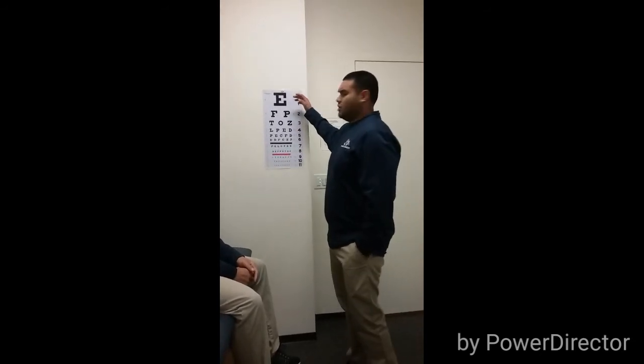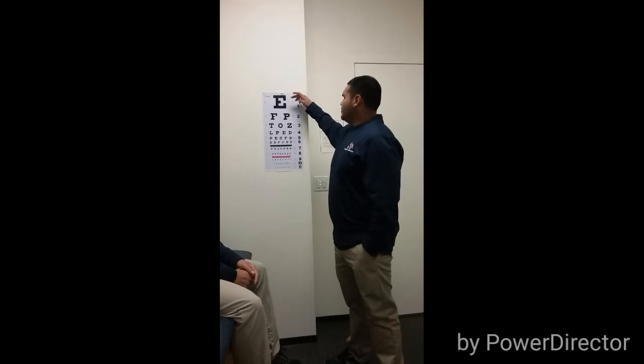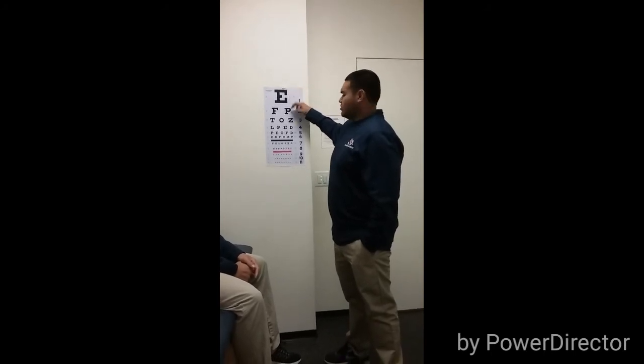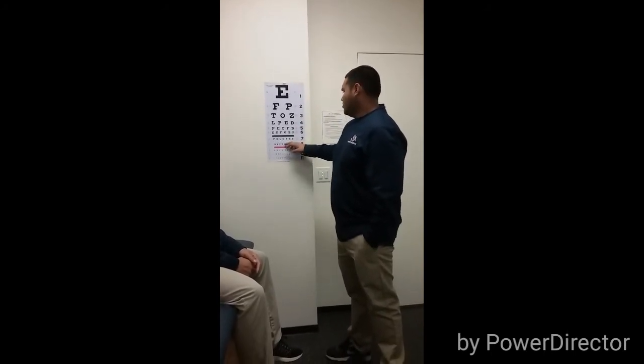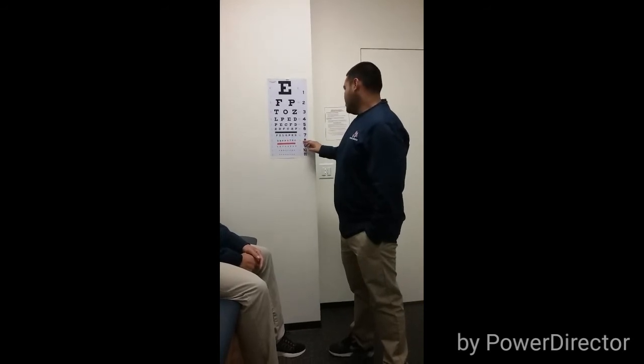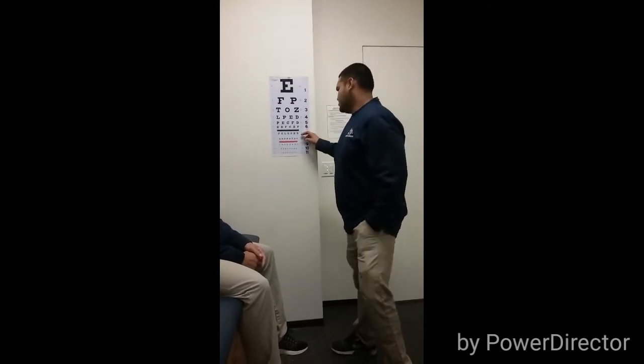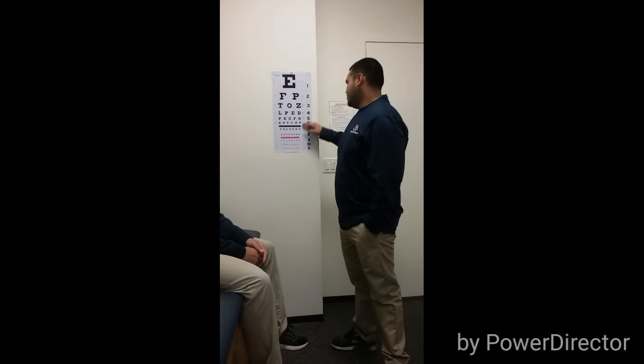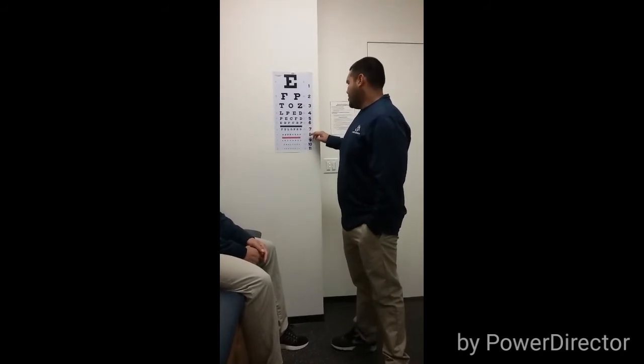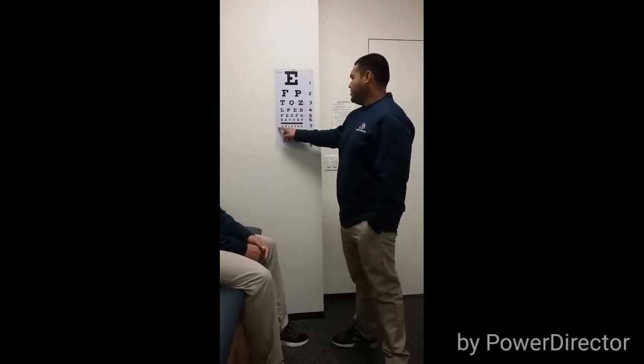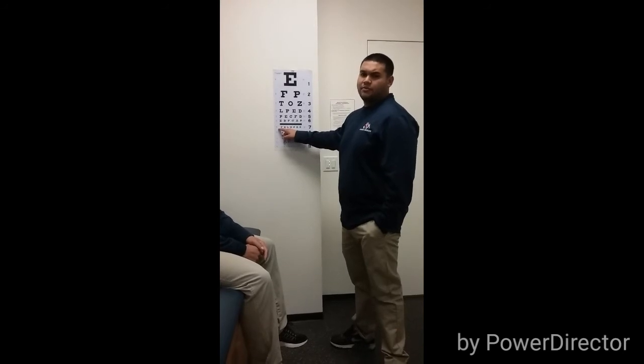And you want to ask them to cover one eye. And then you're going to tell them to read the top line and work their way down. Normal reading is 20/20, which is line 8. So let's have an example. If the patient reads all the way down to line 7 and they can't read line 8, you will record the number next to it, which is 20/25, which means that what they see at 20 feet, other people see at 25.